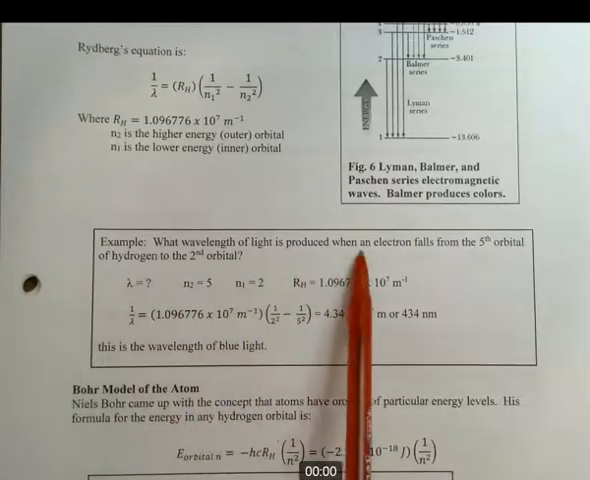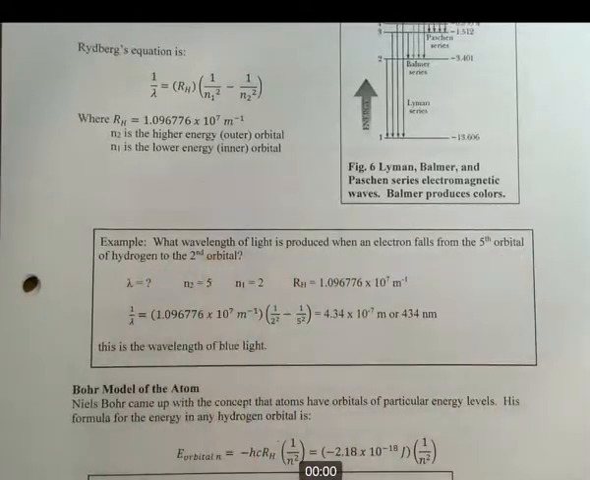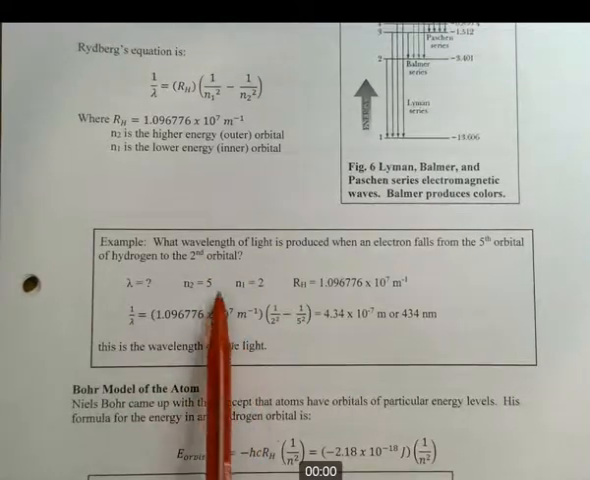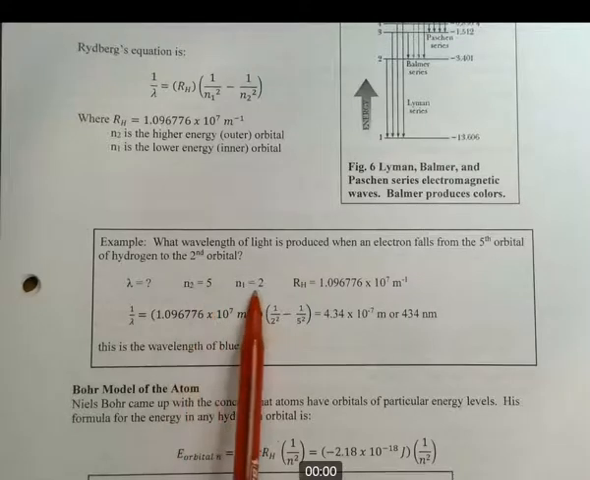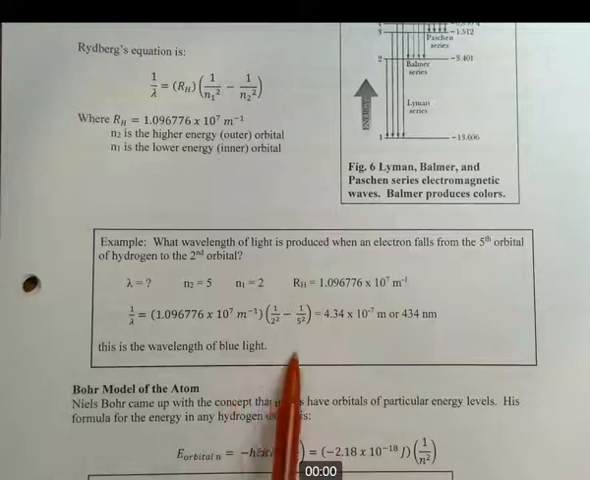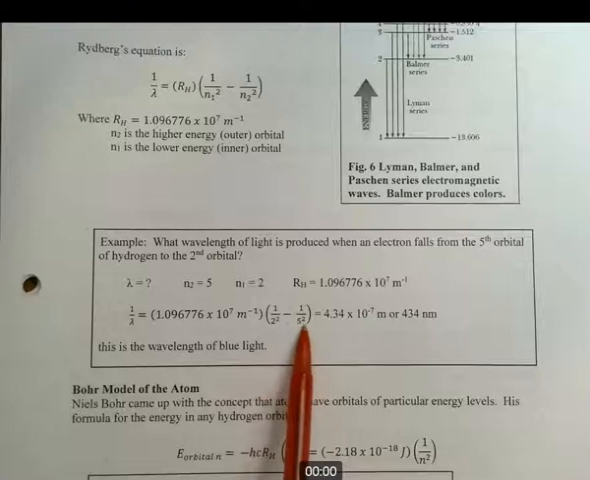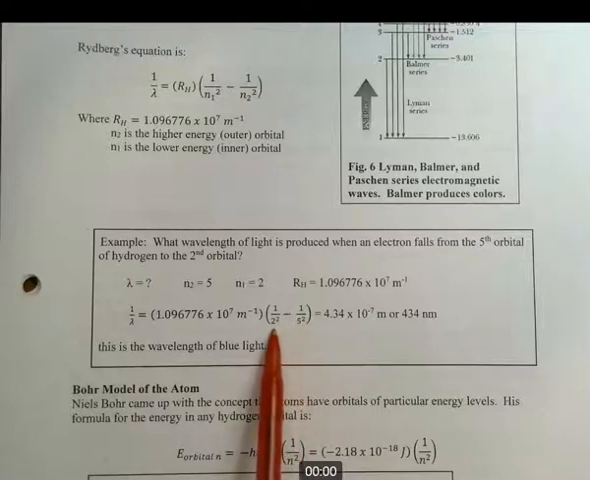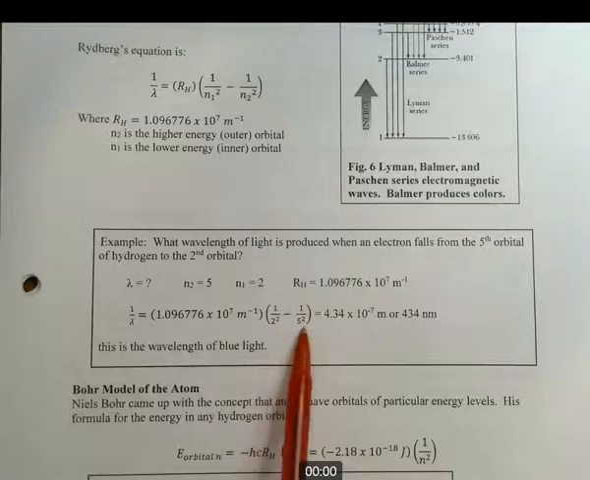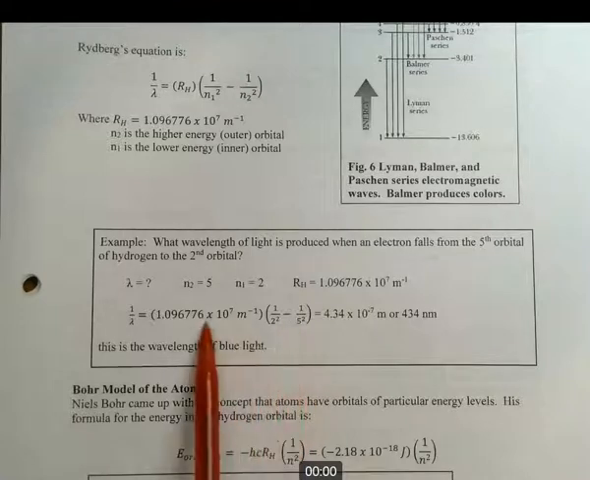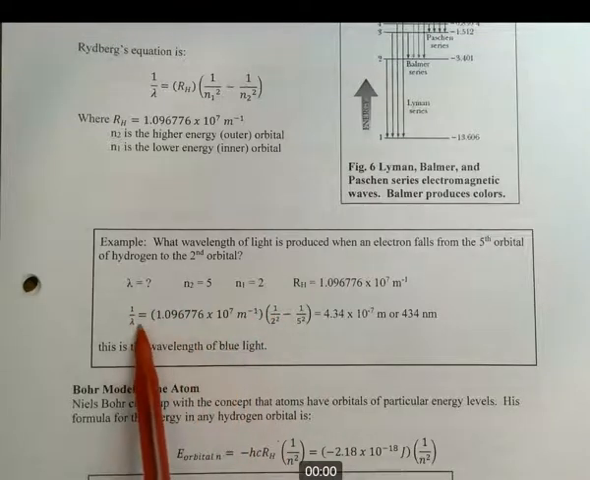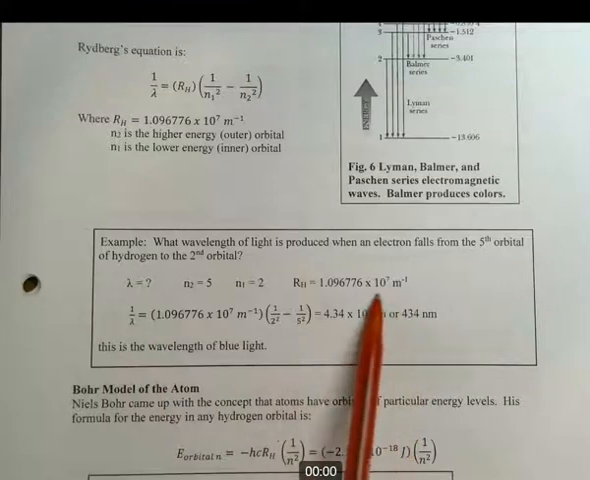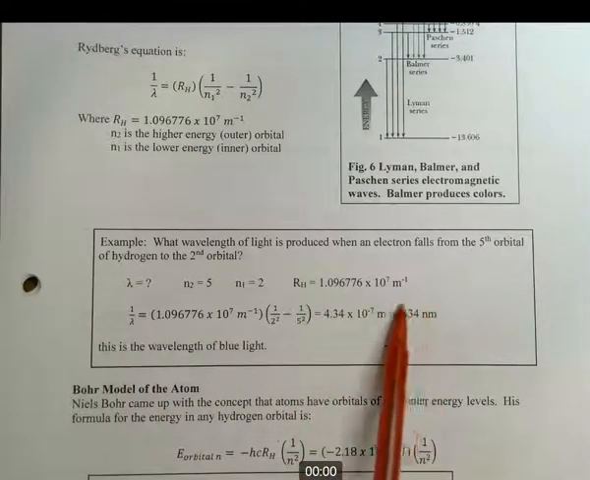What wavelength of light is produced when an electron falls from the fifth orbital of hydrogen to the second? So that's the example I just gave you. So here you go. n2 is 5. That's the one it's falling from. And n1 is 2. And there's the Rydberg constant. So it's the Rydberg constant times 1/4 minus 1/25. If you do that on your calculator, you get 0.25 minus 0.04. That'll give you 0.21. And then you multiply it by this number. Again, you're going to have to work in scientific notation. Get used to that. That'll give you 1 over the wavelength. And then if you flip it, you get this number right here, or 434 nanometers.